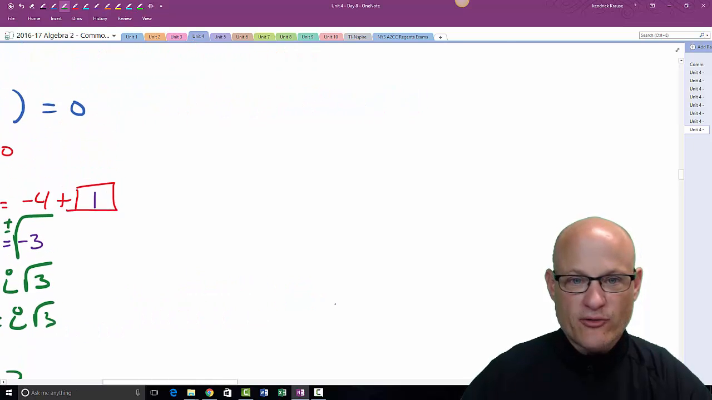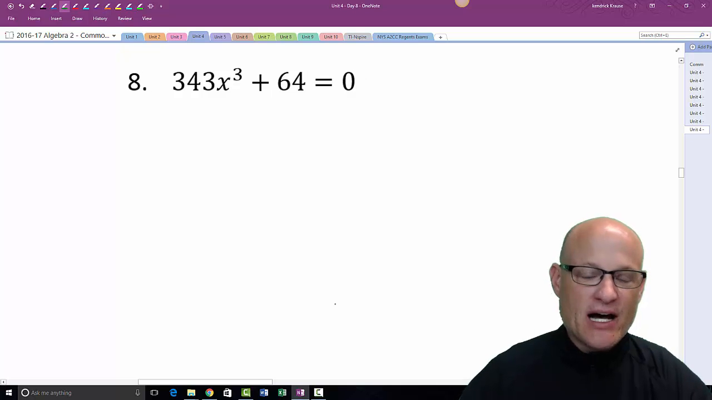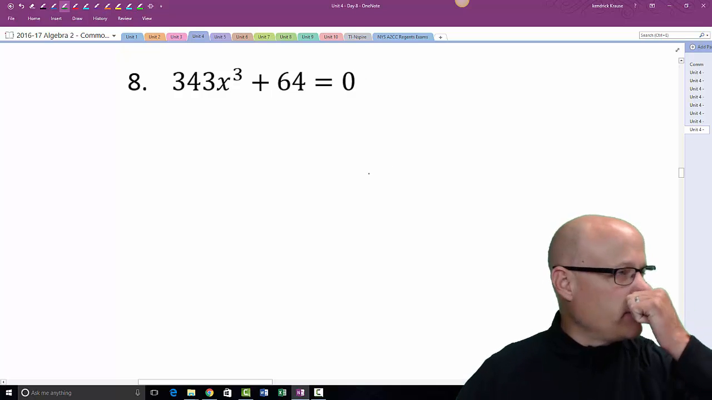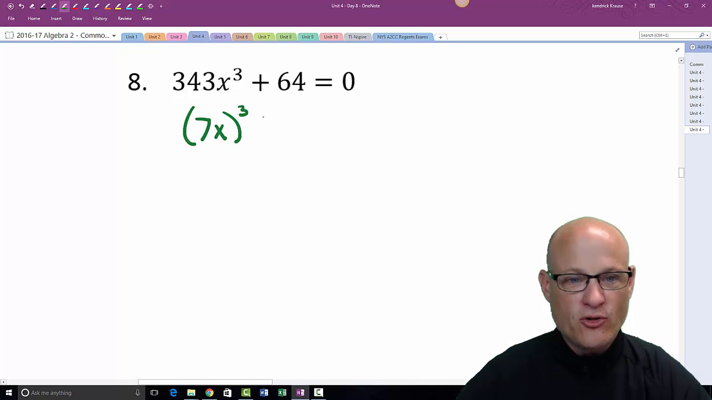This one over here looks rather simple until, oh man, that one looked like fun. Now, we already talked about 343, I believe yesterday or the day before, sometime recently. 343 is really 7 cubed. So this whole thing is 7x cubed plus, not 8, don't be silly, this is 4 cubed equals 0. So we have the sum of perfect cubes again.